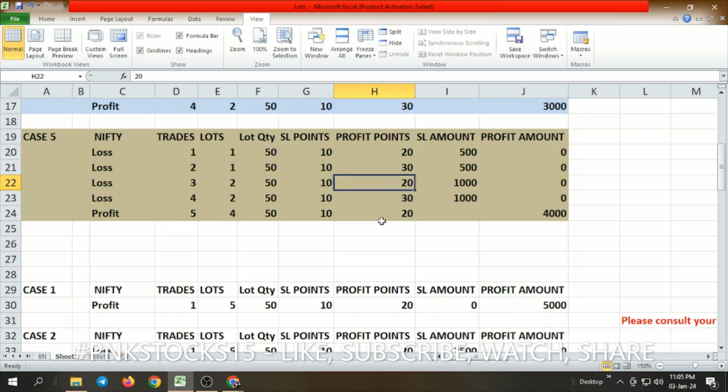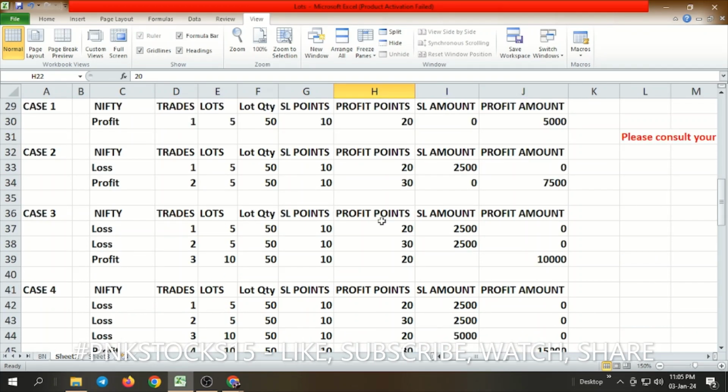So now you scaled up, and your success rate is on the first trade, second trade itself. Then if your capital is around 5 lakhs, you can scale up by doing 5 lots. That means every trade you are getting 5,000. If you lost on the first trade, then on the second trade you are getting 7,500 rupees. Deduct the first trade loss.